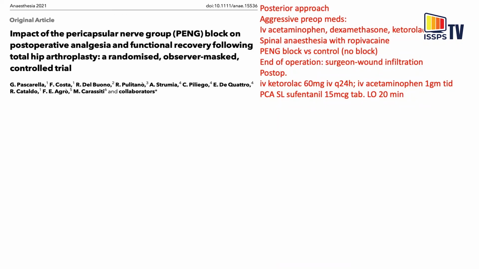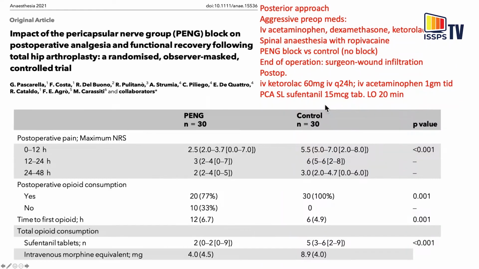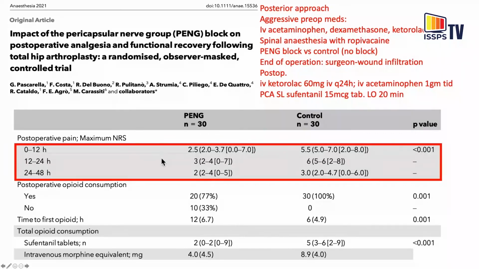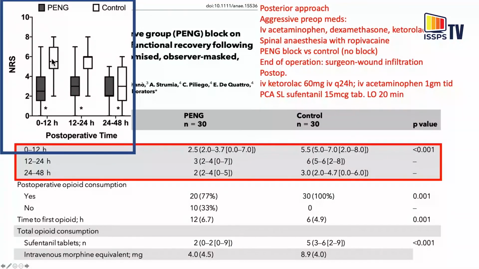So post-op, they have IV ketorolac and IV acetaminophen. Wow, this is something that our center cannot afford. And everyone has a PCA sublingual sufentanil. And this is the result. Pain score differences are significant over the first 2 days. And obviously, the difference is much more dramatic in the first 12 hours, starts to fade a little bit, but they claim they can still find differences between 12 to 48 hours.